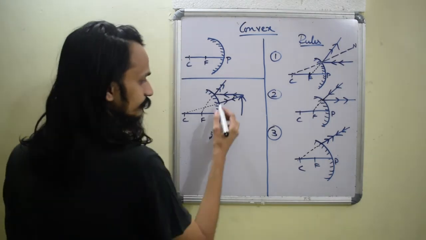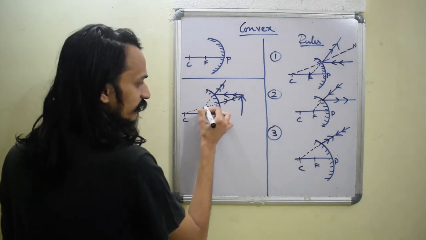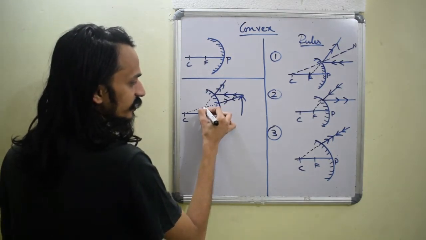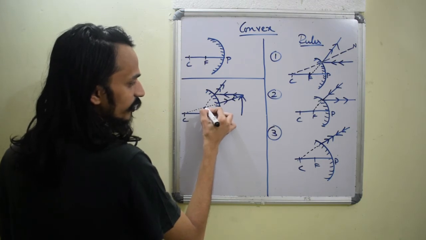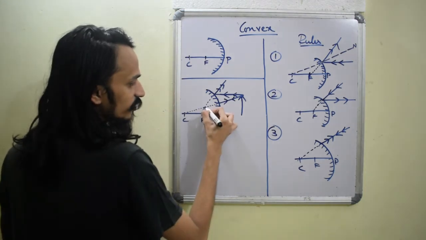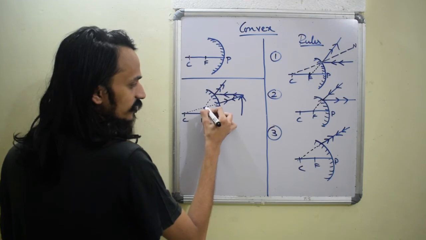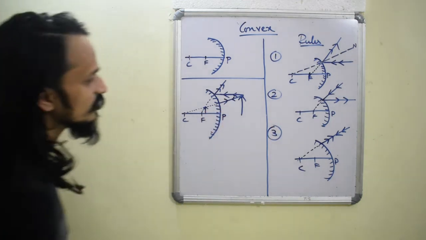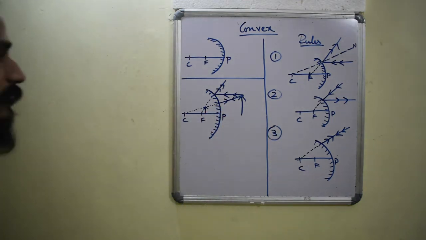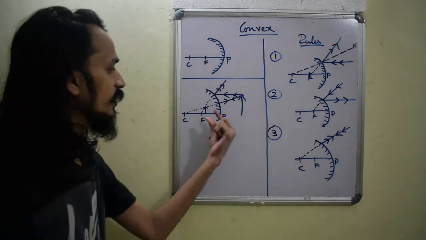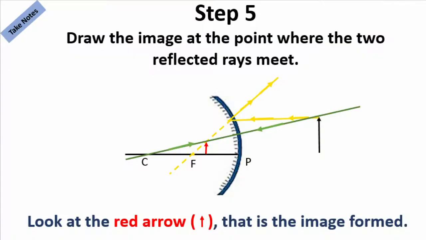Now you'll notice that wherever these dotted lines have extended, those lines have met at a certain point, somewhere in front of the focus. That is where my image will be formed. This is my object, this is my image.